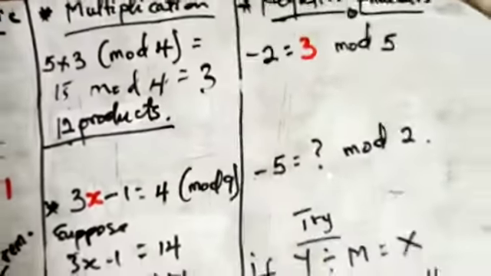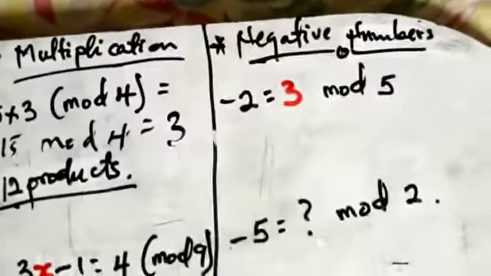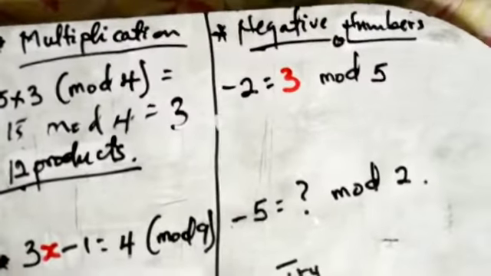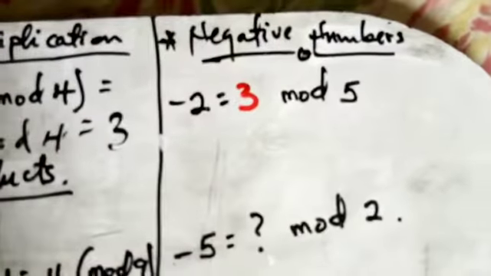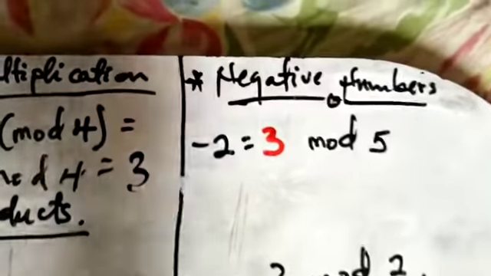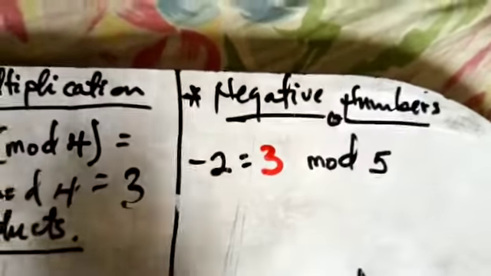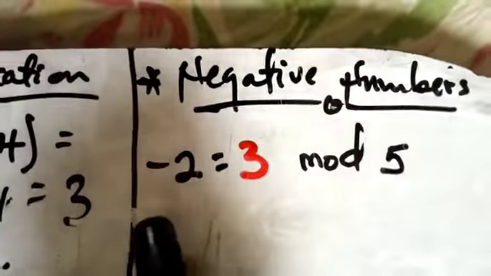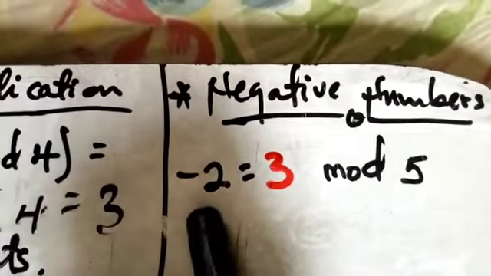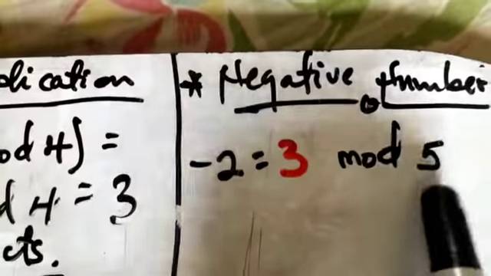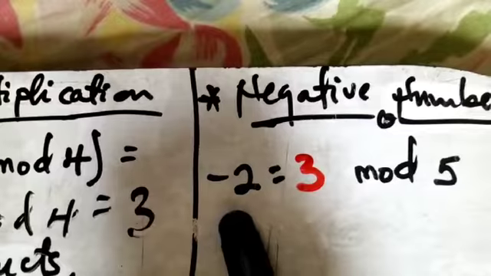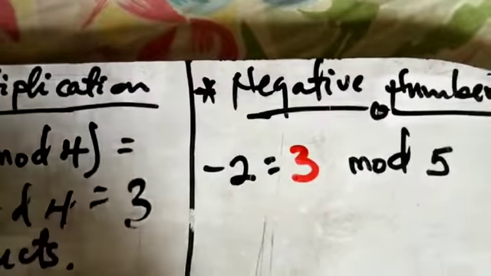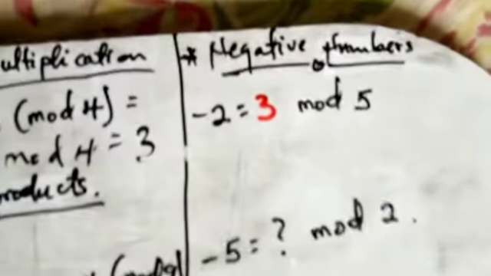Okay, now let's move on to the negative numbers. What I mean by negative numbers over here, let's demonstrate with this example. We are going to use this example to work on that. Let's say the number here is negative, so negative 2 is equal to 3 mod 5. What this means is that when I divide negative 2 by 5, the answer should be 3.